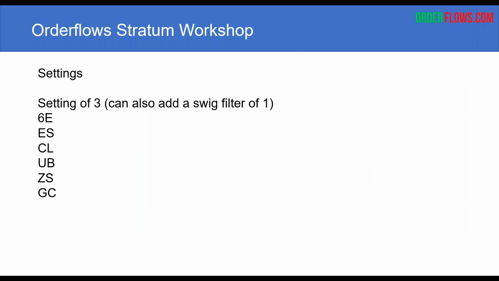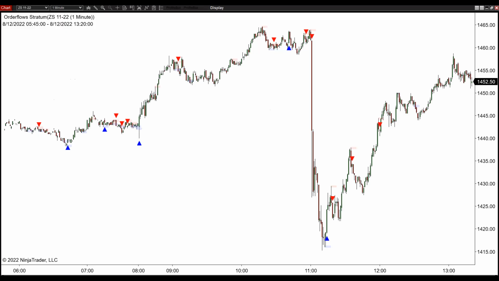Okay, so let's go back to the settings. A setting of 3 works for euro currency, e-minis, crude oil, ultra bonds, soybeans, grain, and gold. For these, I say you could use a setting of 2, and you can also use a setting of 3. Let's take a look at the charts here. With a setting of 3, you could also add a swing filter of 1 if you like. You can do that with anything.